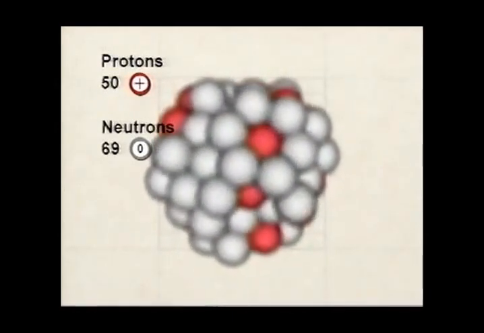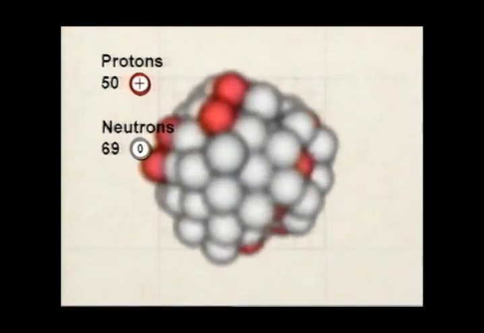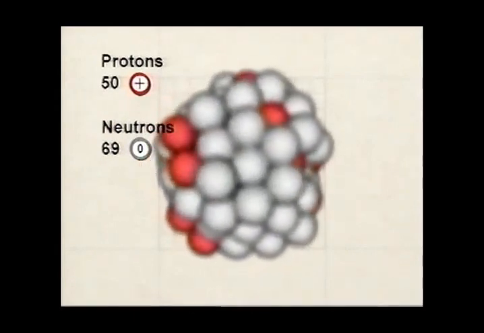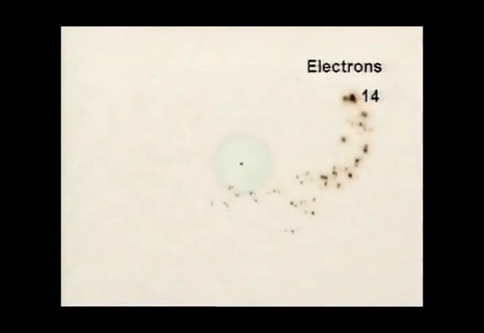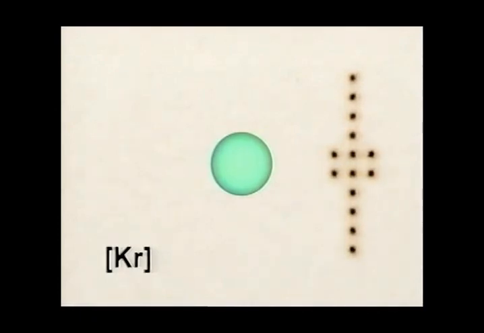Tin has 50 negatively charged electrons to balance its 50 protons. These electrons are found in 5 orbital shells surrounding the nucleus, which can be visualized as being built up from the nearest preceding noble gas, krypton. Krypton has 36 electrons distributed among 4 orbital shells. Tin has 14 more electrons than krypton.